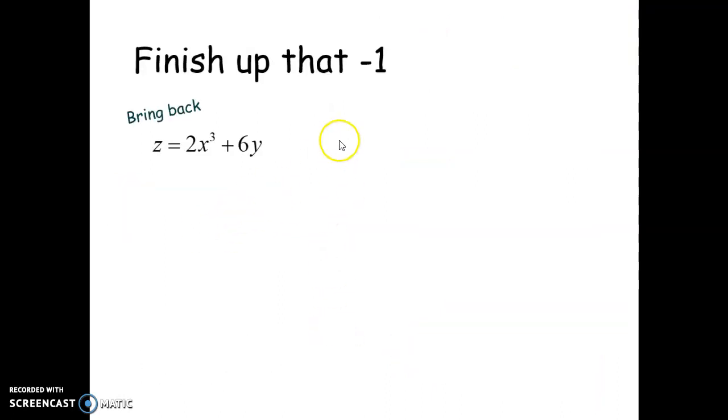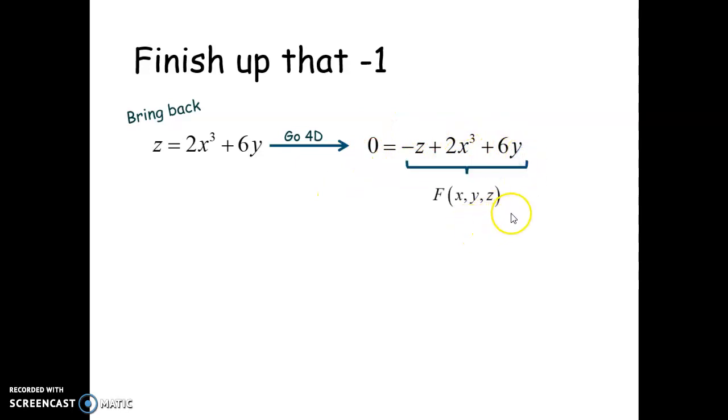Okay, and so now let's finish up that -1. Where did that -1 come from when we were able to solve things explicitly? So I'm bringing this back, but please notice, just by an algebraic step, I can bring the z over to the other side. A simple algebra step, moving from just thinking 3D to 4D. Now we're thinking level curves, and this is the capital F part of the function, and so if I'm doing my gradient right here, please notice my gradient.